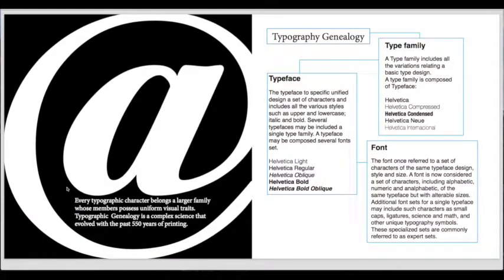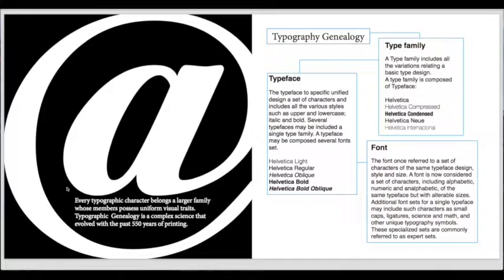Every typographic character belongs along a family, with members that possess uniform visual traits. Typography genealogy is a complex science that evolved over the past 500 years of printing. Typeface. The typeface is a specific unified design of a set of characters and includes various styles, upper and lower case, italic and bold. Several typefaces may include a single type family.